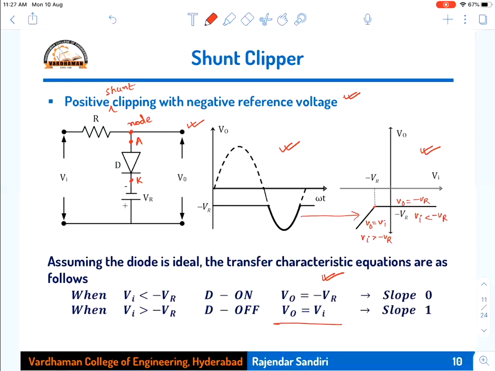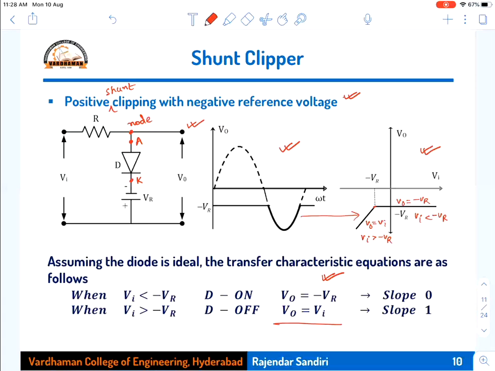So shunt clipper with negative reference, and it is a positive clipper because the node is connected with anode. The input output waveforms can be drawn like this, and the characteristic equations can be drawn based on the operation. And in this case also, I am assuming the diode is ideal. What will be the change of the equation if the diode is practical? Can you just write the expression for V naught for a practical case in the chat box? Can you do?